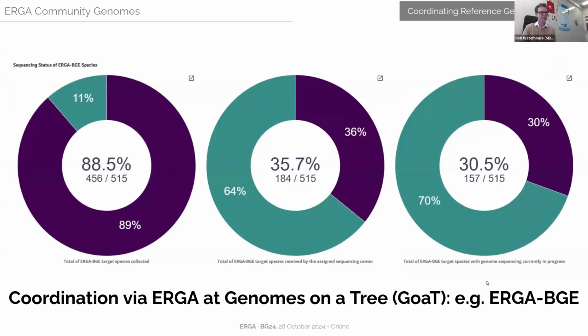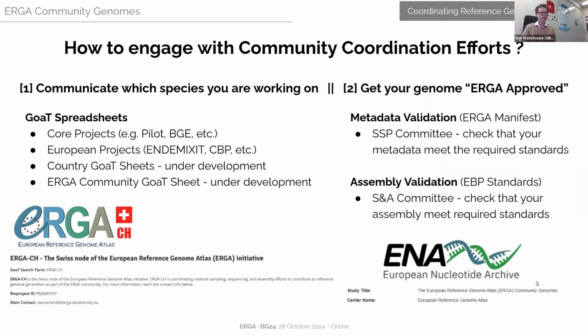Another important reference resource for tracking and coordinating efforts across Europe is the Genomes on a Tree resource that Tyler also mentioned earlier. Here is an example of specifically the Biodiversity Genomics Europe sub-project of ERGA, showing more or less the progress in terms of what has been collected, what is undergoing sequencing, and what is moving into the assembly process. And so, what is the best way to begin to engage with the community coordination efforts?